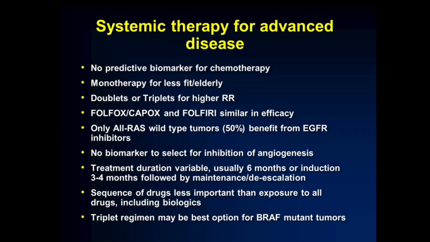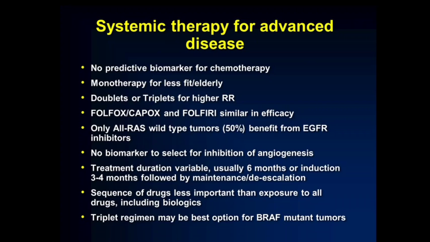The sequence of drugs may be less important than your ability to enable exposure to all of the drugs, including the biologics. So the reason why patients live long isn't because they get a certain sequence. The reason that they're living longer is because they get exposure to all of the potential therapies that are out there for colorectal cancer. So it's important that at some point in their treatment, they get exposure to each of the therapies that are options in this cancer.